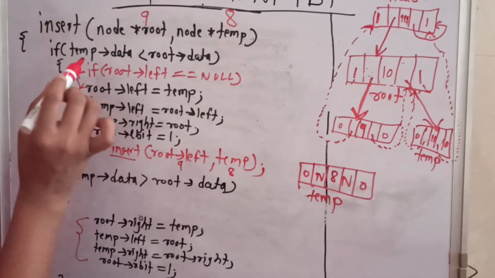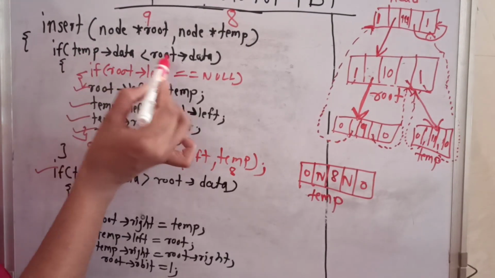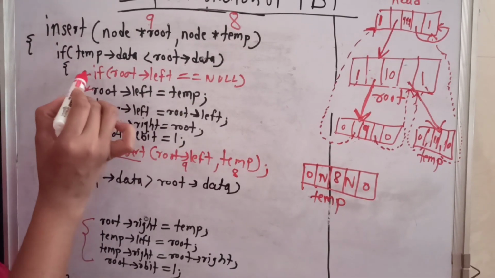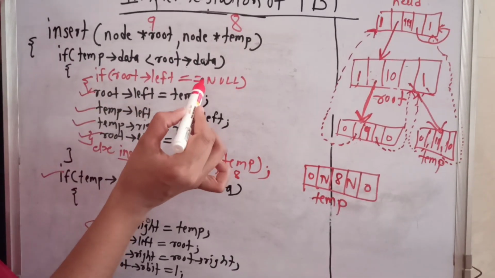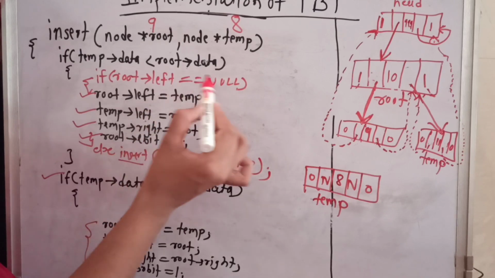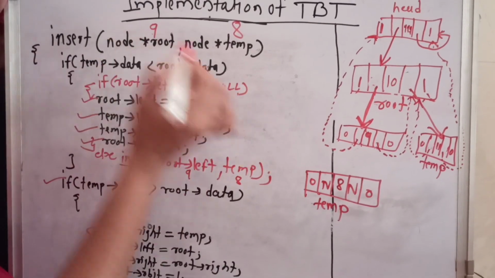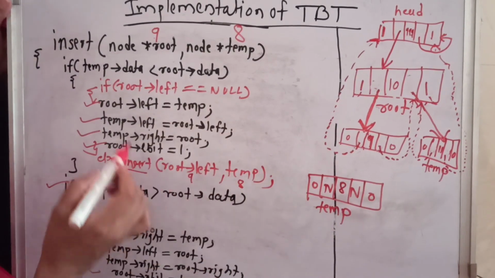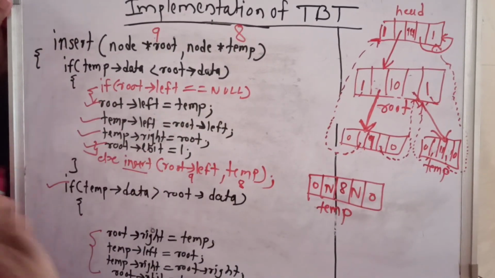Now it will come inside, it will test the condition for the 8 and the 9 here. As the 8 is less than the 9, one more condition will be checked here, like if root left is equal to null. Now in this case root is nothing but the 9. And if you see 9's left is null, so now these 4 statements will be executed.